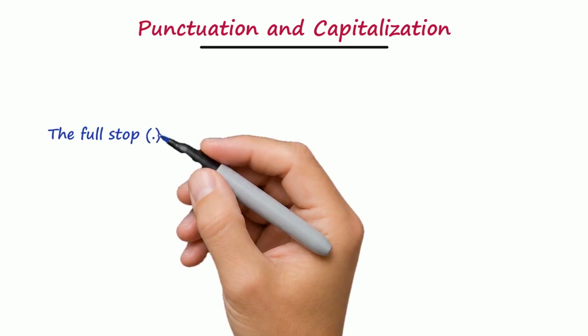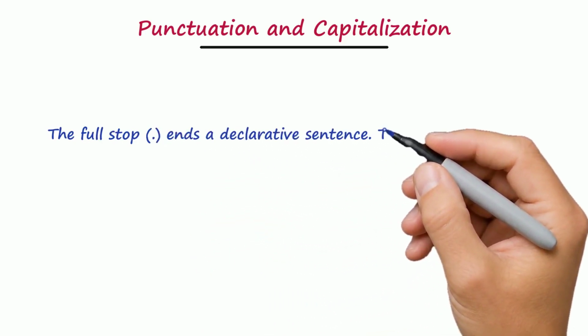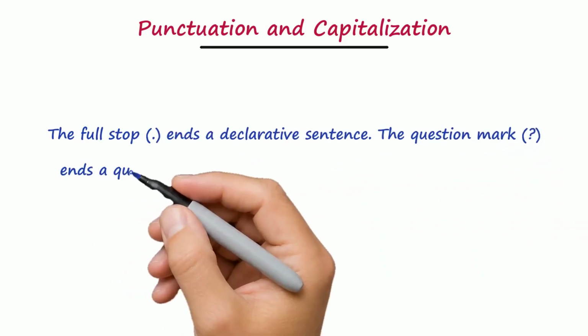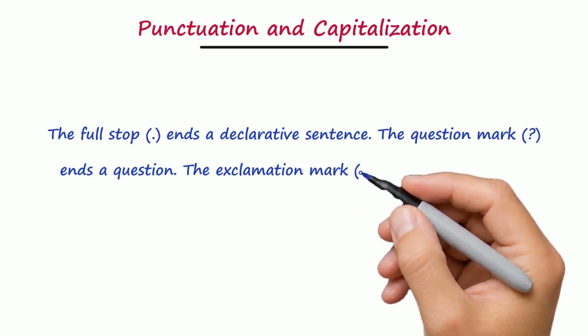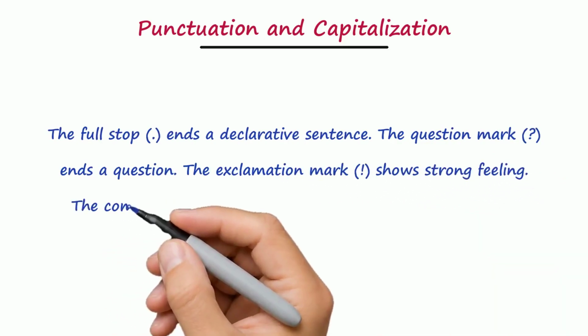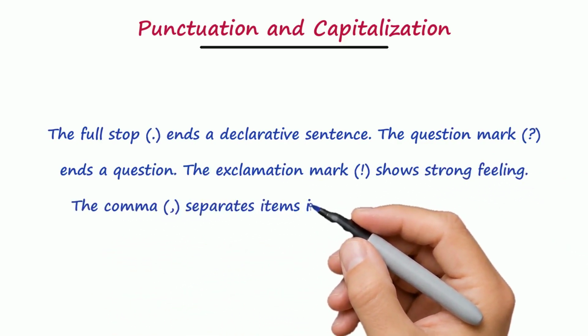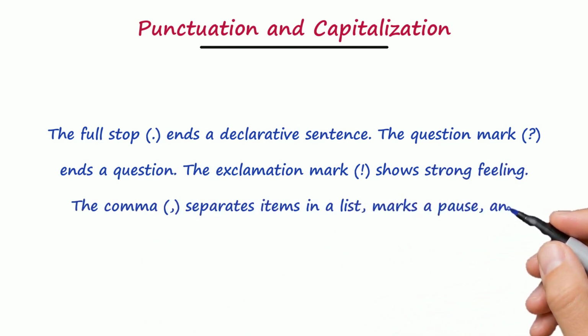The full stop (dot) ends a declarative sentence. The question mark ends a question. The exclamation mark shows strong feeling. The comma separates items in a list, marks a pause, and separates clauses.